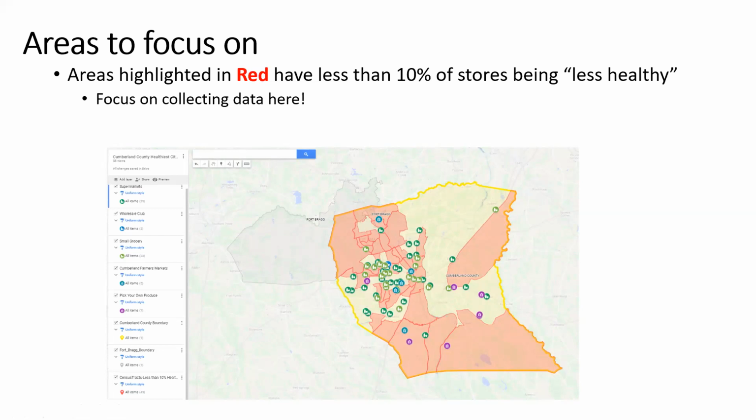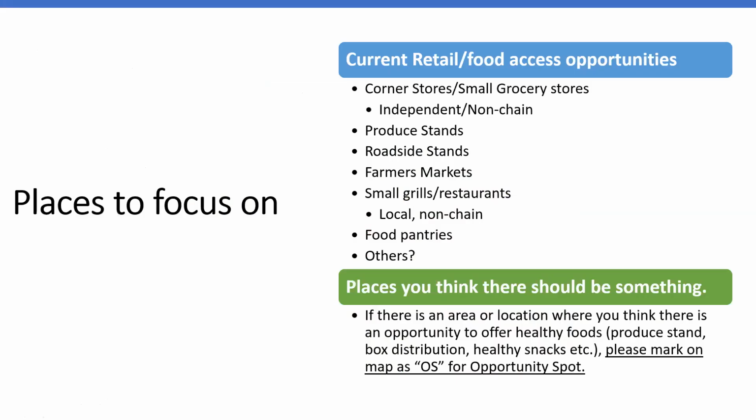So the places we want to focus on are current retail or food access opportunities. And so we're interested in things like corner stores or small grocery stores that are independent or non-chain stores. Generally these stores are a little bit easier for us to work with compared to a chain store. So if there's a neighborhood corner store, and particularly in one of these areas that are red, we would love for you to go and check those out. Produce stands, roadside stands, farmers markets.